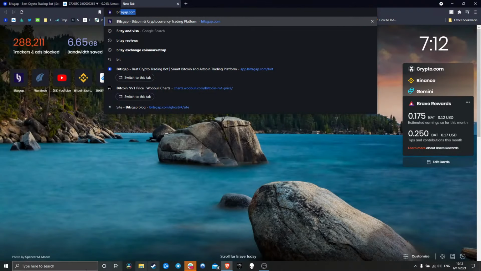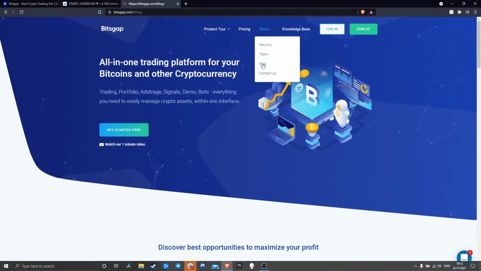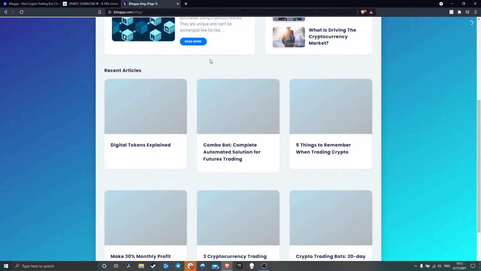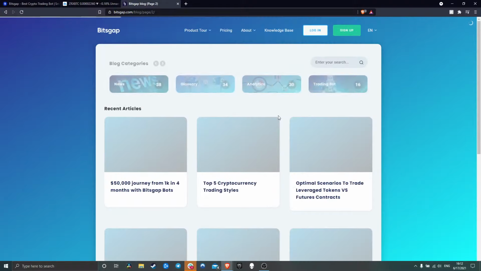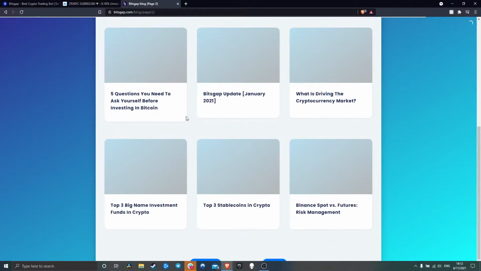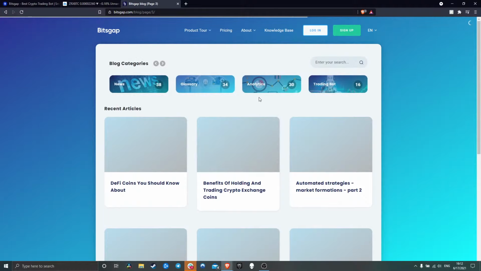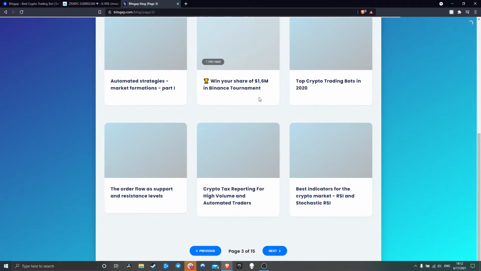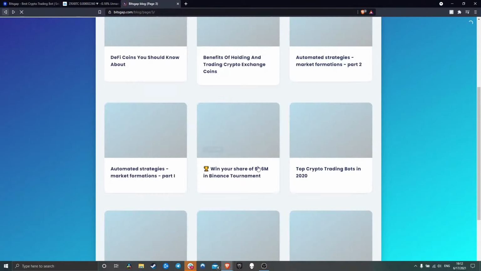And you can go to the Bitsgap main page to check some articles in the blog where you can learn more about the useful indicators that you can use in trading. So for example, yeah, for example, this tool, the order flow as support and resistance, interesting tool to use.